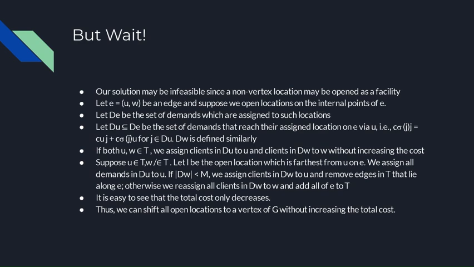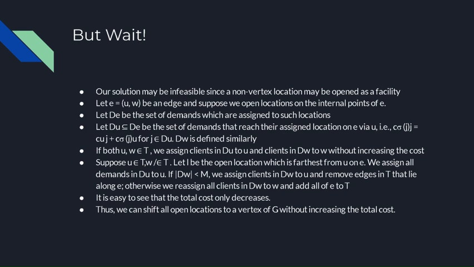So if both of them are present, then the solution is simple for us. All the non-vertex locations in DU will be assigned to U, and all the non-vertex locations in DW will be assigned to W. And in this case, no cost will increase, because basically we are not going that extra part of the edge from U to that particular point. We are stopping at U itself. So the cost of the tree is only going to decrease in our case. So that is better for us.